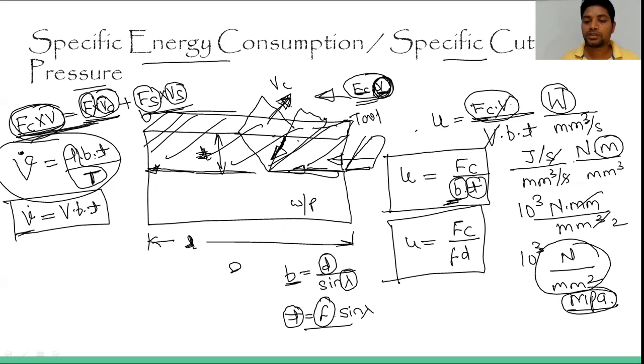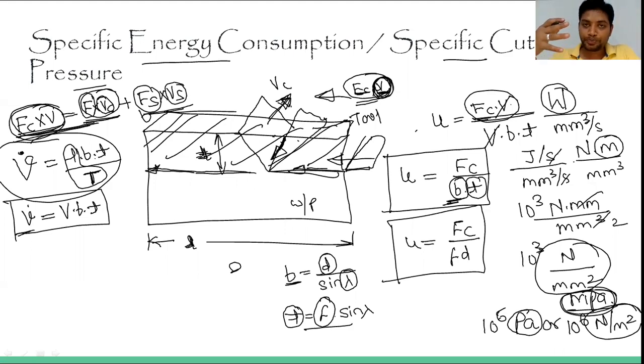Through this 10 to the power 6 you can convert it into pascal. Sorry, megapascal will be 10 to the power 6 pascal, and pascal is newton per meter square. Now what is this newton per meter square or pascal or megapascal? It is the unit of pressure.